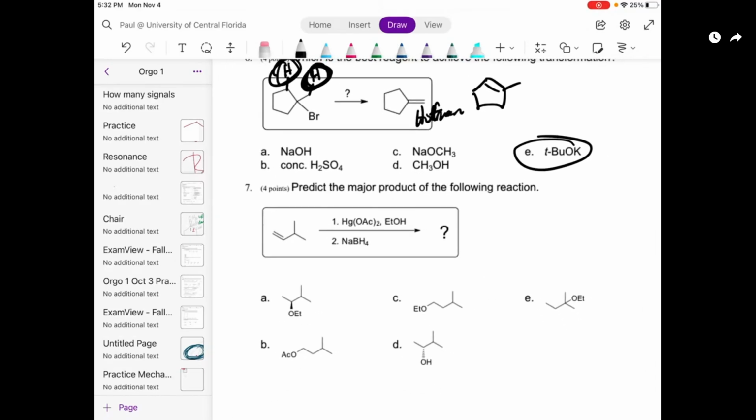Predict the major product of this reaction. The oxymercuration demercuration is a reaction in which you don't have carbocation rearrangements. And the alcohol that is being used is going to go to the carbon that's more substituted. Okay, why is that one more substituted? Well, this carbon over here has 2 hydrogens, and this carbon right here has just 1 hydrogen. So it's going to go to the more substituted side, which means that carbon.